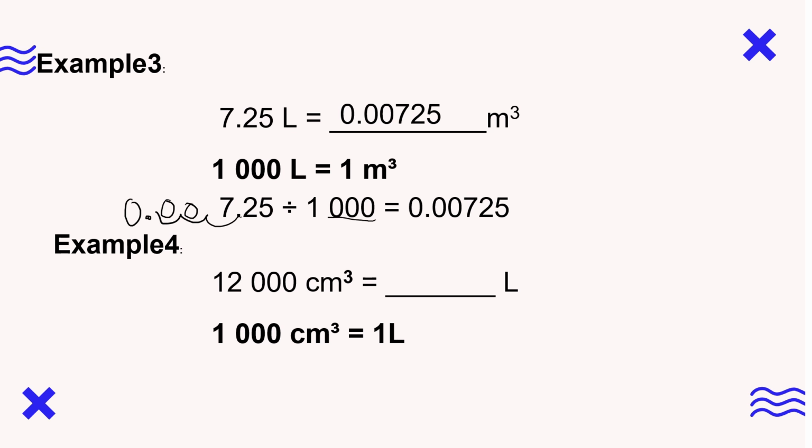Example number 4, 12,000 cubic centimeters equivalent to how many liters? So, ang conversion natin, 1,000 cubic centimeters equivalent to 1 liter. So, meaning, mas maliit ang cubic centimeter. Papalaki. So, tayo ay mag-divide again. 12,000 divided by 1,000 is equivalent to 12. So, 12,000 cubic centimeters is equivalent to 12 liters.